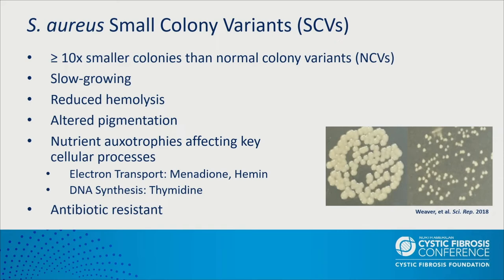Now, these metabolites sort SCVs into two different categories of deficient strains: either electron transport deficient SCVs in the context of menadione and hemin auxotrophs, or DNA synthesis deficient auxotrophs in the case of thymidine. In either case, these mutations often lead to antibiotic resistance, as you're changing key metabolic processes that will change the way that the bacteria interacts with antibiotics.